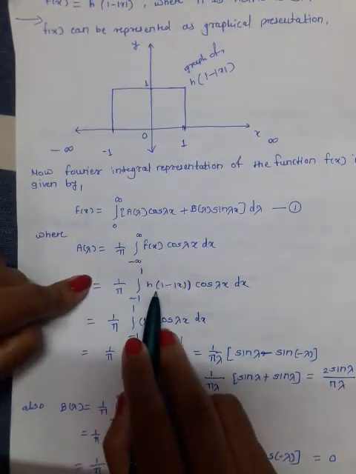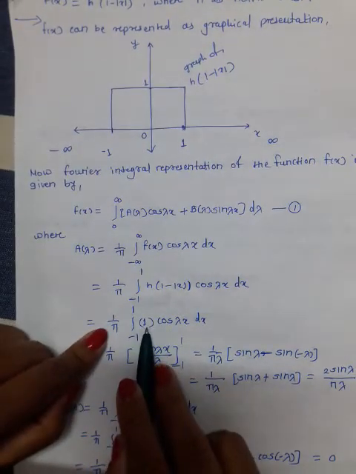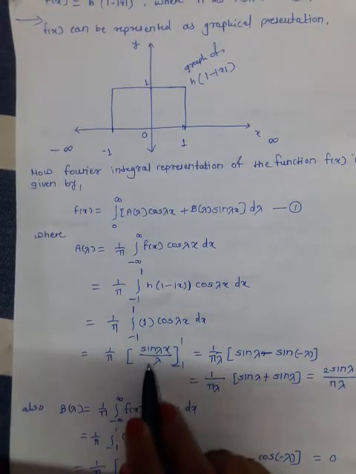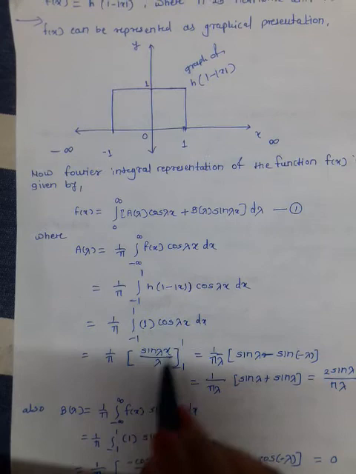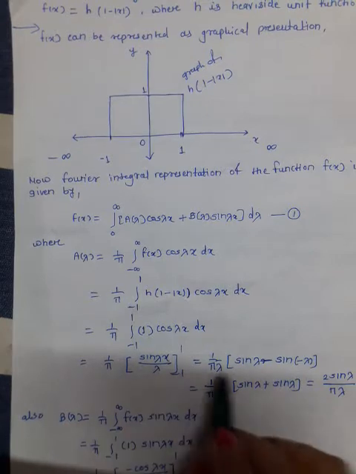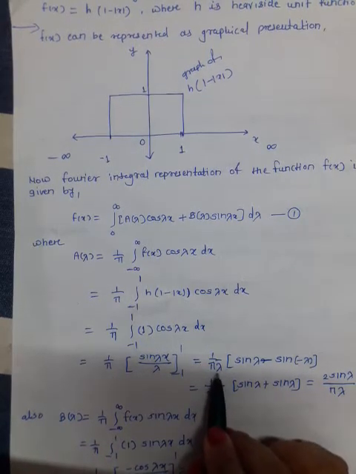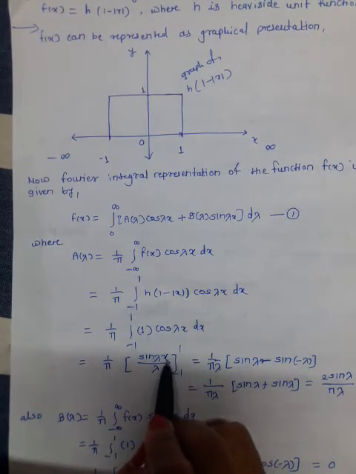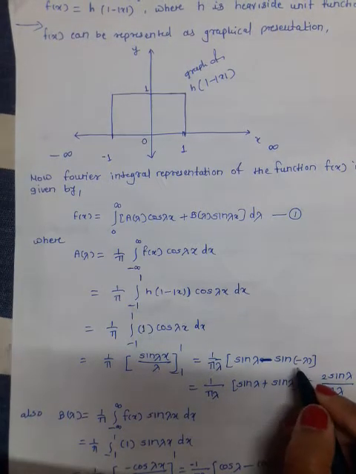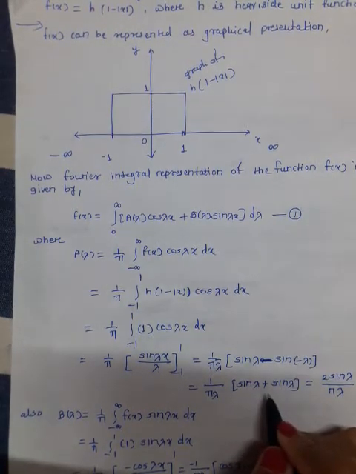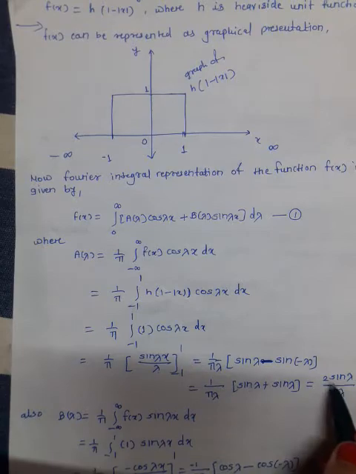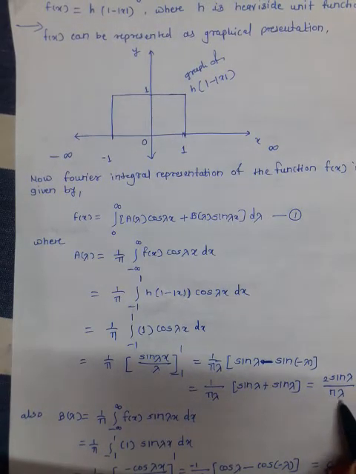And the value of the Heaviside function is 1, cos lambda x dx as it is. Now 1 into cos lambda x is cos lambda x. The integration of cos is sin lambda x upon lambda, since we divide by the derivative with respect to x, that is lambda. Take lambda common, we get 1 upon pi lambda outside the bracket. Put the upper limit 1 in x, we get sin lambda, minus the lower limit sin of minus lambda. We know sin of minus theta is minus sin theta. That's why this minus becomes plus, and sin lambda plus sin lambda becomes 2 sin lambda upon pi lambda.